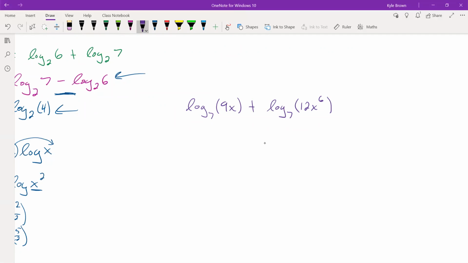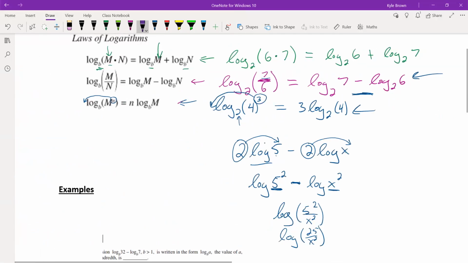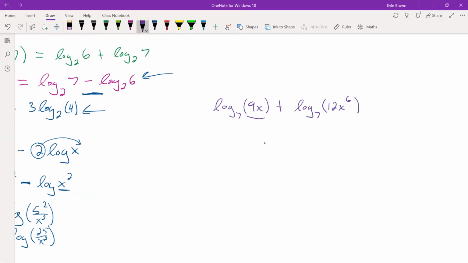Okay, so thinking of my log laws here, same base. I'm always checking for that. I couldn't do this at all if it didn't have the same base, but they do. So base 7, and this really reminds me of our first log law. If I'm adding, then I could just rewrite those as m times n. So in my case, that's just going to be 9x times 12x to the power of 6. So as a single log, that would be log base 7 of 9x times 12x to the 6.